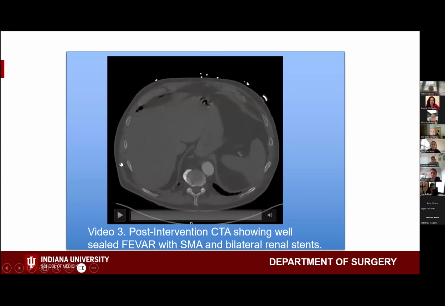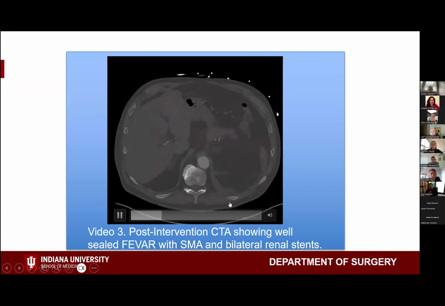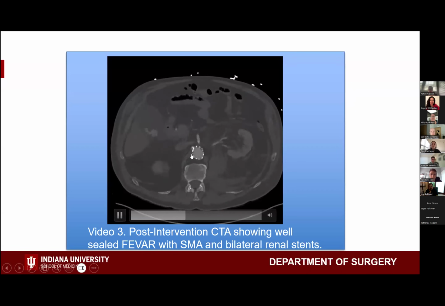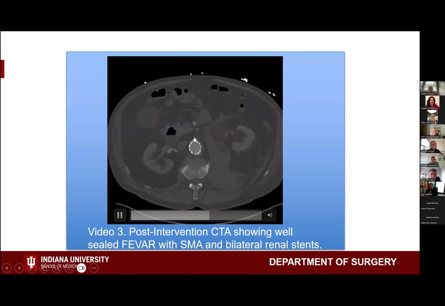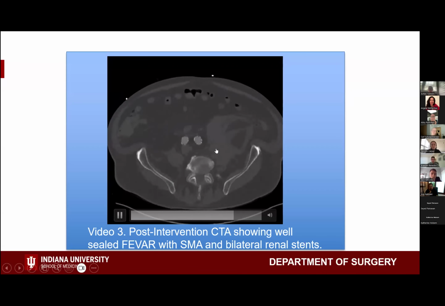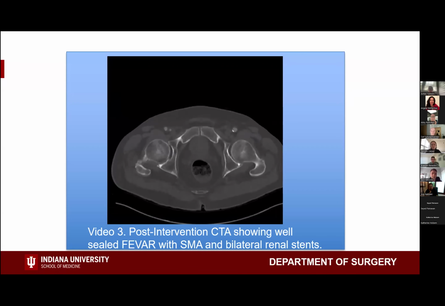So actually, a couple of days after the procedure, the patient had a repeat CT angiography. So I will just play that. As we descend into the aorta, you can see his fenestrated graft with stented SMA and bilateral renals, which were patent.